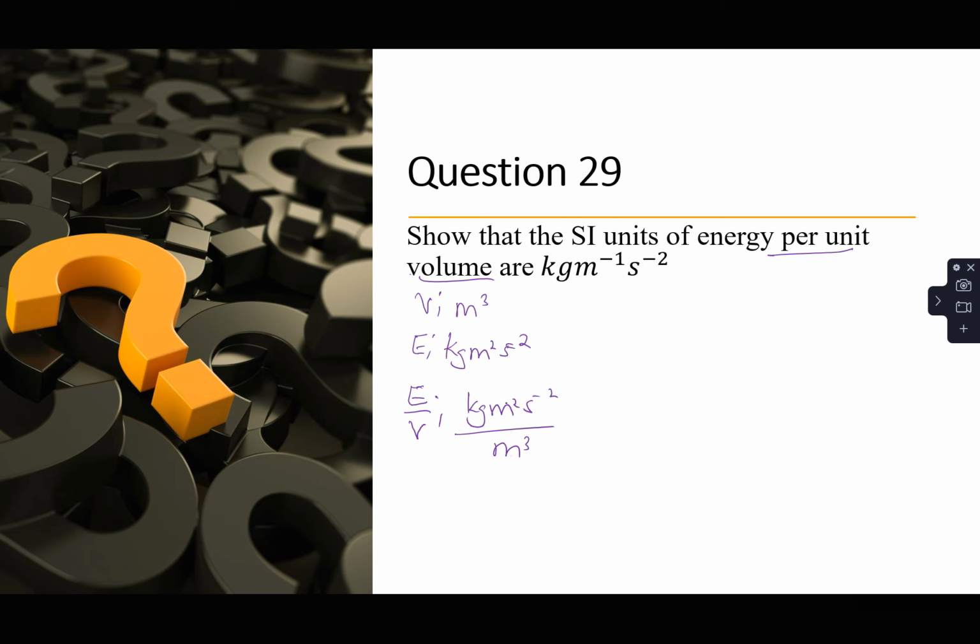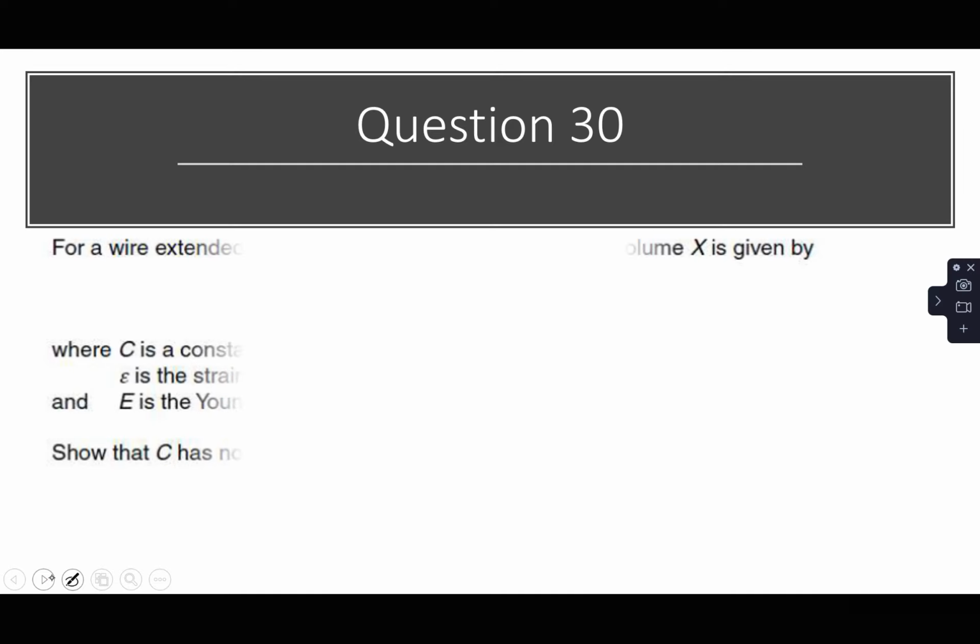When you divide, you subtract the powers. m to the power 2 divided by m to the power 3 becomes m to the power negative 1. So this simplifies to kilogram per meter per second squared. That would be the SI units of energy per unit volume. Question 29 was very easy. We have to move to question number 30.